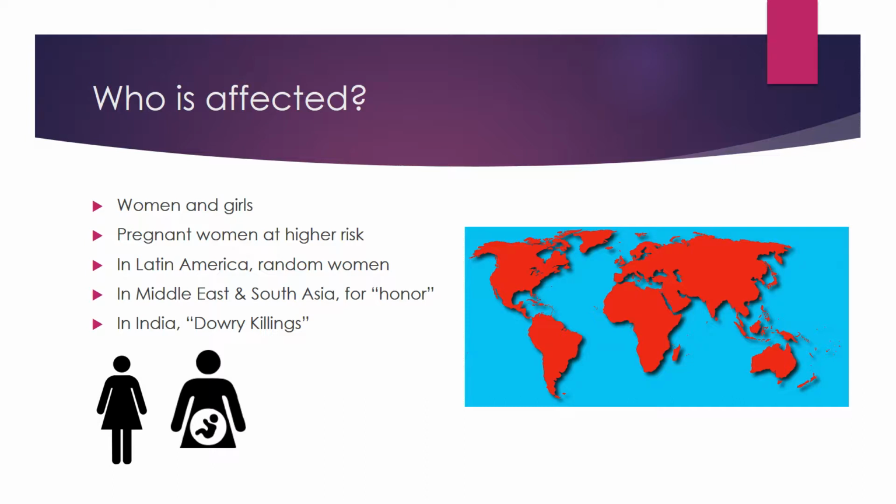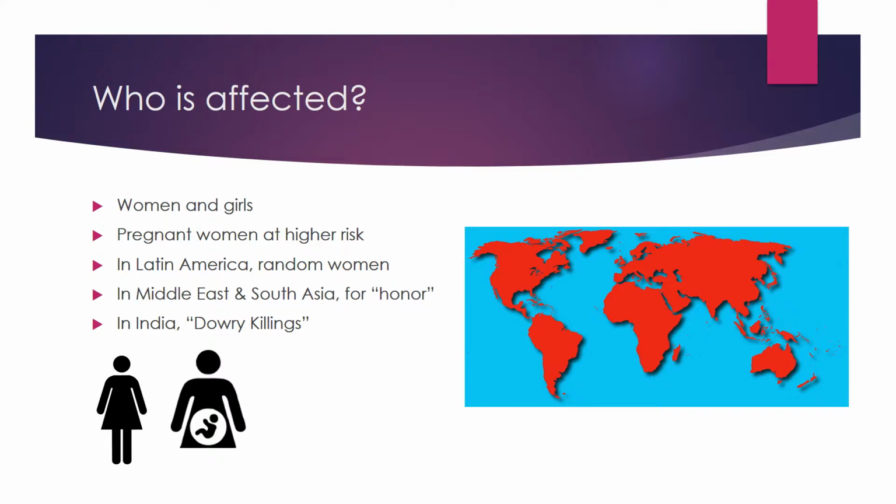So who is affected by femicide? As previously stated, women and girls are both affected by femicide. According to the World Health Organization, pregnant women are at an even higher risk. In Latin America, femicide occurs at random. Historical murders of women without a cause other than their sex has marked places like Juarez, Mexico, and Central America. These acts are committed simply because the victim is a woman.